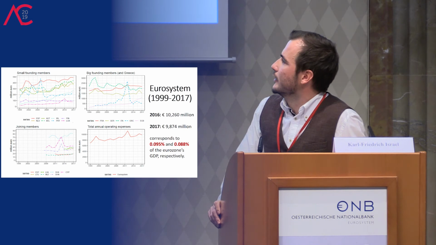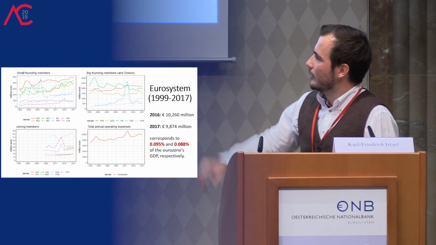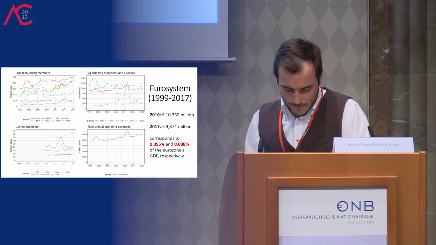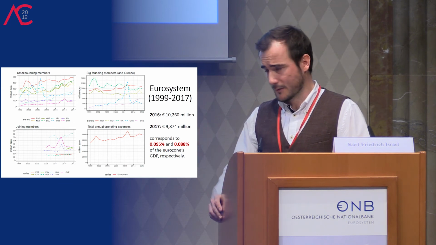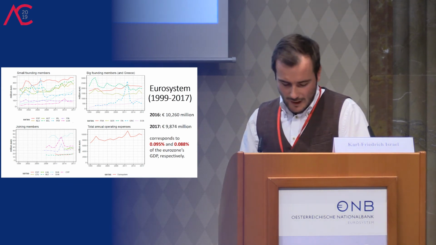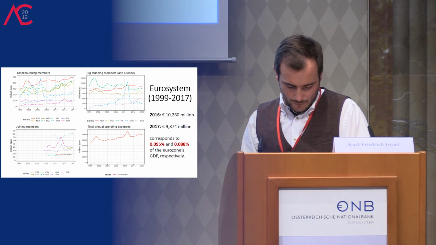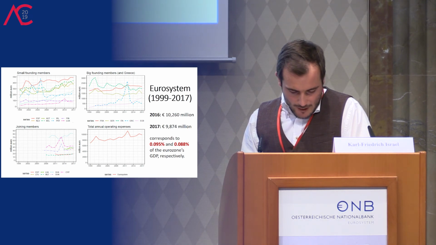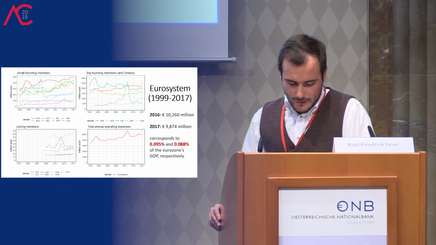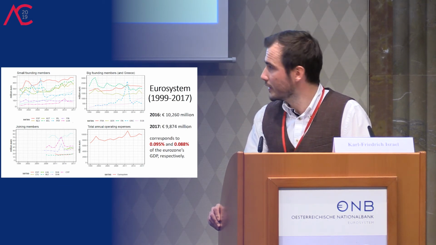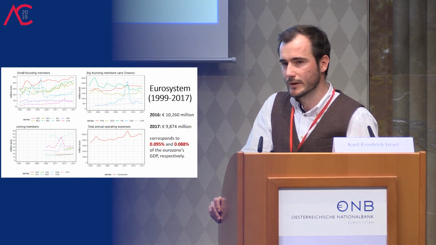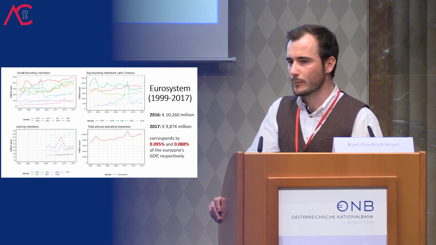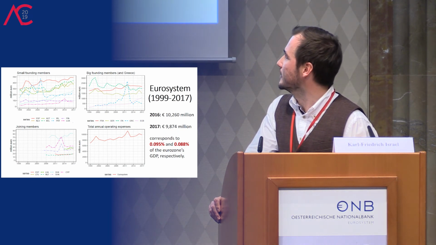And down there you have the joining members over time, and on the bottom right panel you have the overall cost structure, or the overall costs, including expenses for staff, administrative expenses, expenses for banknote and coin production, and some other items that are given in the annual reports and in the annual financial statements of the central banks. And the overall costs amounted in 2016 to about 10 billion, which is roughly 0.09% of GDP of the Eurozone. So you see we are in the same ballpark as the cost for the gold standard.